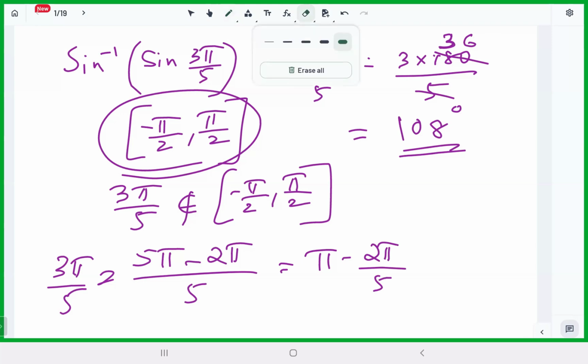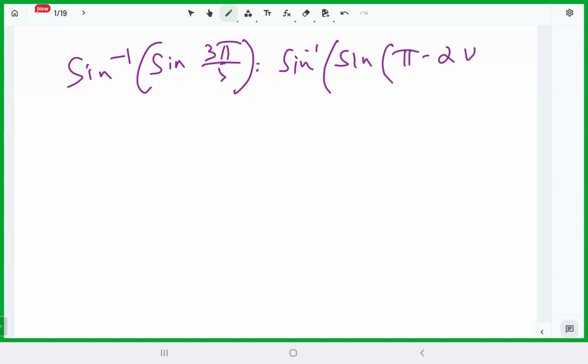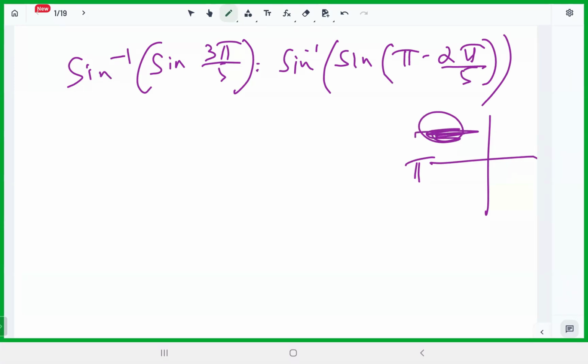Sine inverse of sine 3 pi by 5 can be rewritten as sine inverse of sine of pi minus 2 pi by 5. Sine 3 pi by 5 we have rewritten as pi minus 2 pi by 5. Okay, sine of pi minus 2 pi by 5. We are subtracting an angle from pi, so it will come in the second quadrant, right? In the second quadrant, we know that sine is positive.